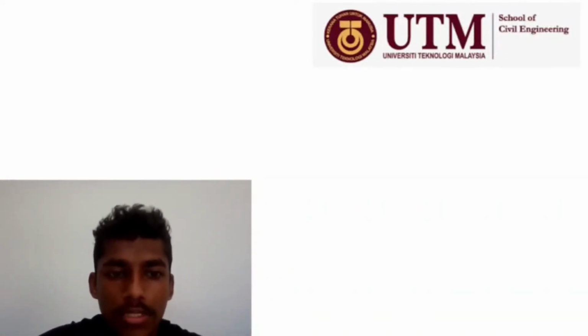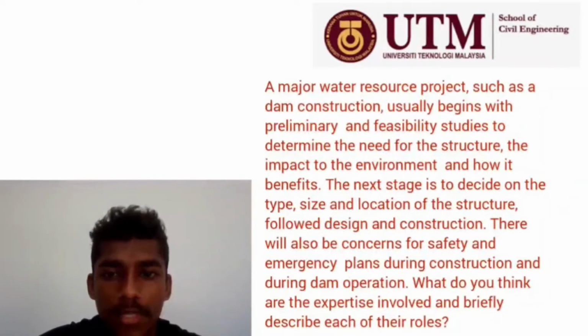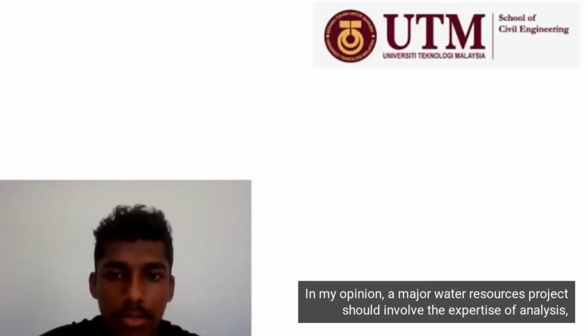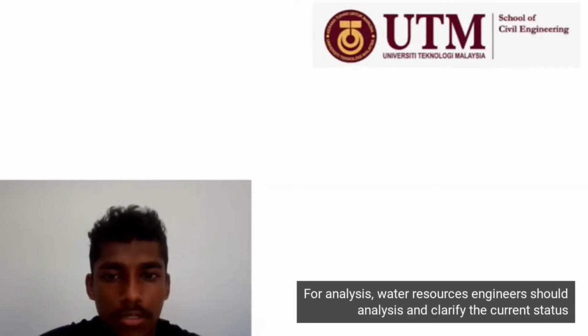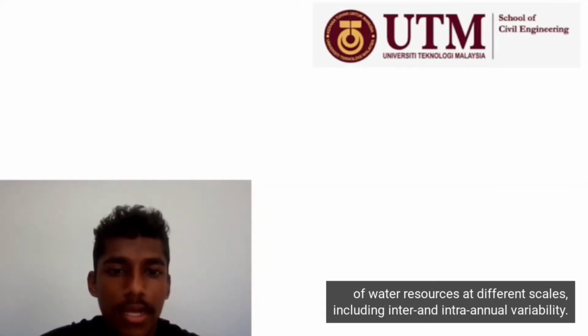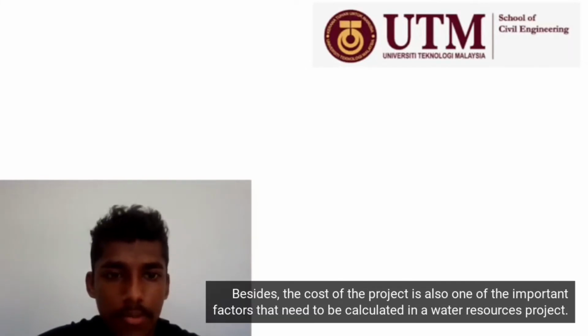The third question is, what do you think are the expertise involved, and describe each of their roles during a major water resource project? In my opinion, a major water resource project should involve the expertise of analysis, management, and wise development of water resources. For analysis, water resource engineers should analyze and clarify the current status of water resources at different scales, including intra and inter annual variabilities. Besides, the costing of the project is also one of the important factors that need to be calculated in a water resource project.